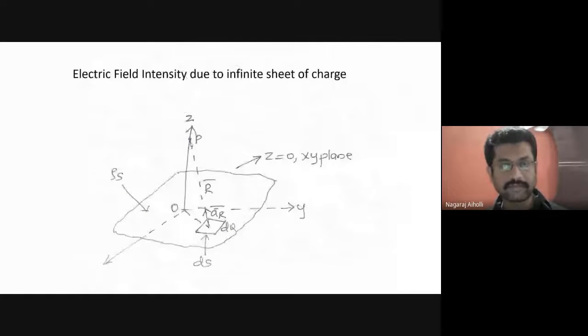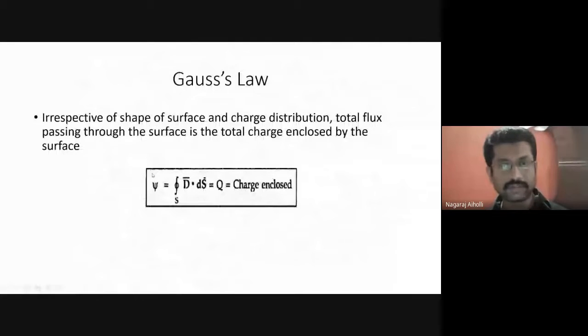Here it is. Flux psi is equal to the closed surface integral of D bar dot dS bar, which is equal to Q. That is the charge enclosed. Okay. Now we are proving this equation, LHS is equal to RHS. That equation we are going to prove now. Psi is equal to the closed surface integral of D bar dot dS bar is equal to Q. That is the charge enclosed.